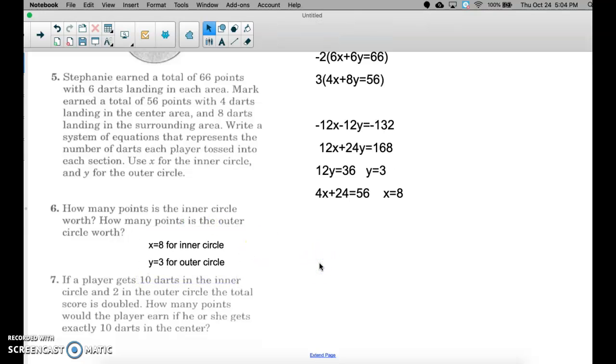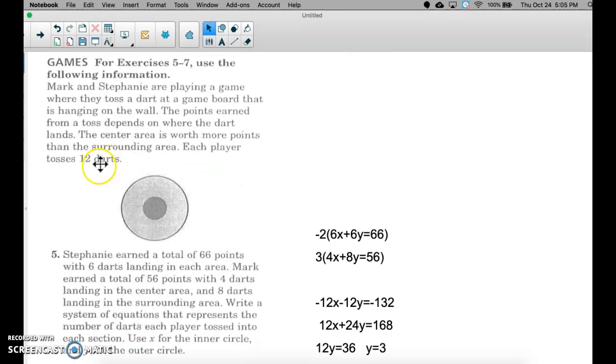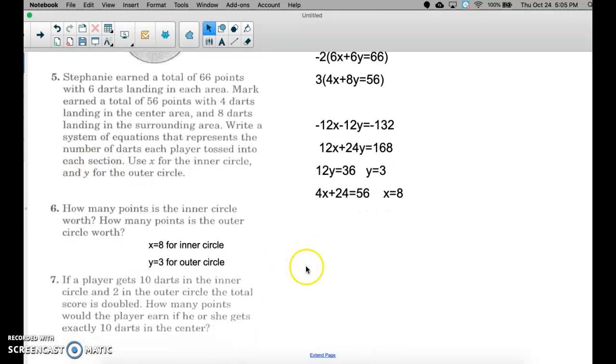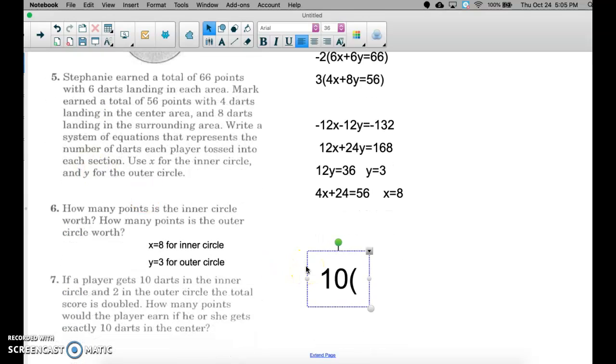Number 7 was a little tricky in its wording, but if a player gets 10 darts in the inner circle and 2 in the outer circle, the total score is doubled. So how many points would the player earn if he or she gets exactly 10 in the center? Now this is where I said we have to remember that they throw 12 darts total. So this means that they got 10 times those 8 points plus the 2 in the outer circle, because they have to have 12 darts total, times that 3. So their score is going to be 86.